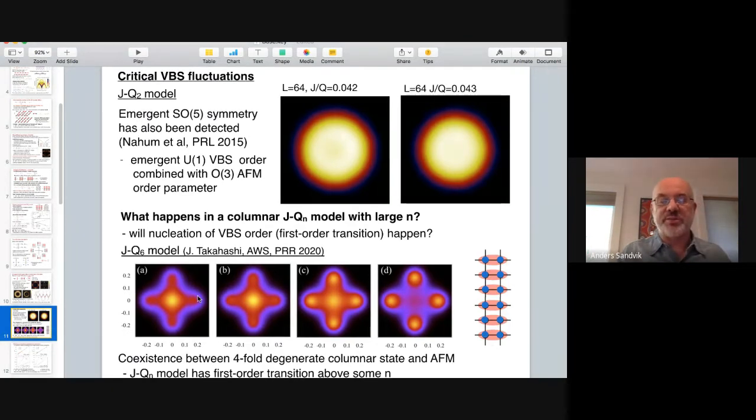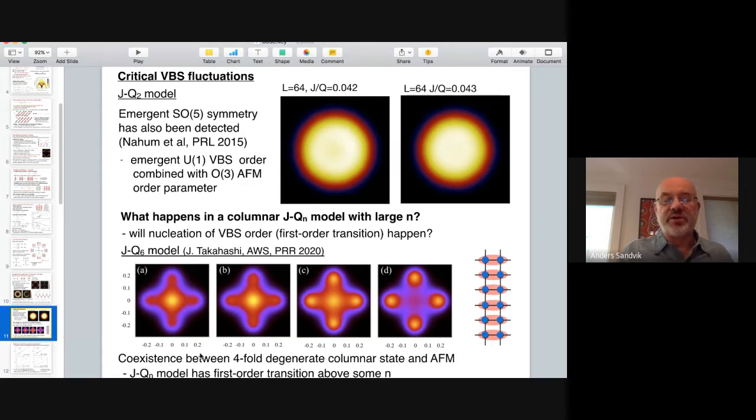So this also means that in this JQ6 model, the transition is really first order, because what this shows is that you have coexisting order parameters. Especially here, you can take this as coexistence of the 4 columnar states with the antiferromagnetic state, which doesn't have any columnar or VBS orders, the blob is in the middle. So that's very different from the JQ2 model.